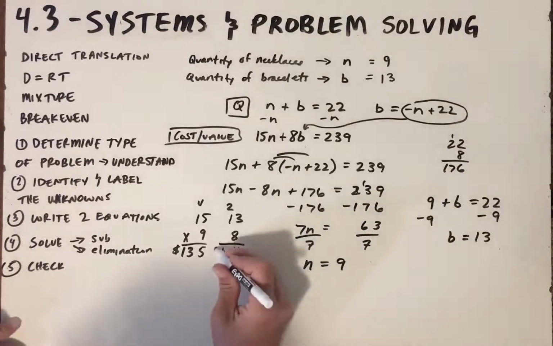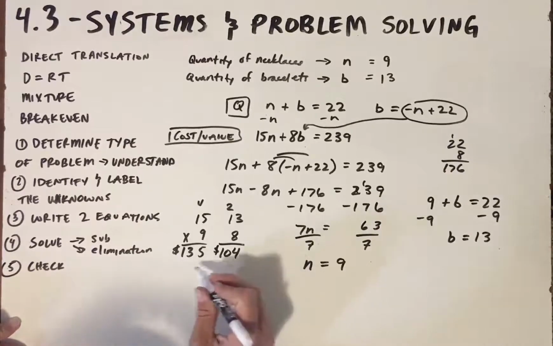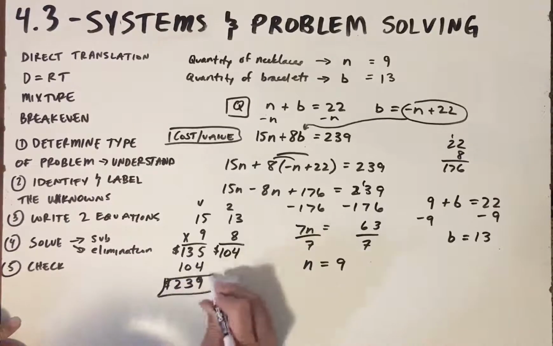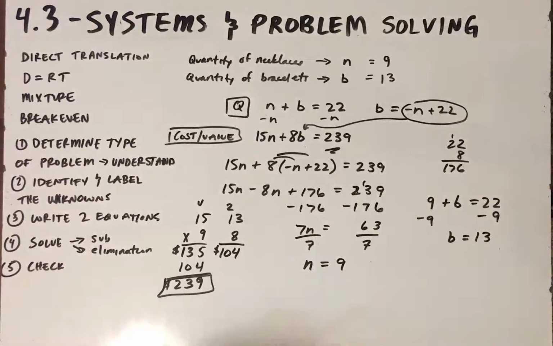Okay, so this is how much I spent on necklaces. This is how much I spent on bracelets. If I add them together, I get $239, which is true. That is how much she spent on the bracelets and the necklaces, so on all the jewelry together. All right, so this is an example, again, of a mixture problem, or you could think of it as direct translation, either way.